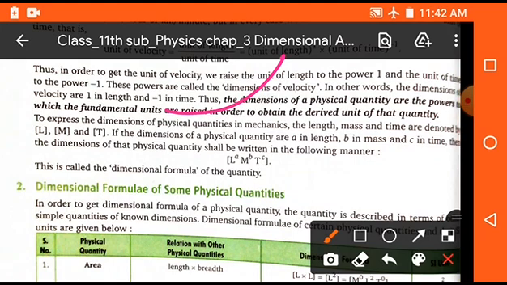Okay students, first of all we have to understand the fundamental quantities, because this method generally depends on the fundamental physical quantities. If we don't know the symbols of the fundamental quantities, then we cannot find the dimension of any physical quantity. So students, here we will find and calculate the dimension formula of some physical quantities which are important for your examination.